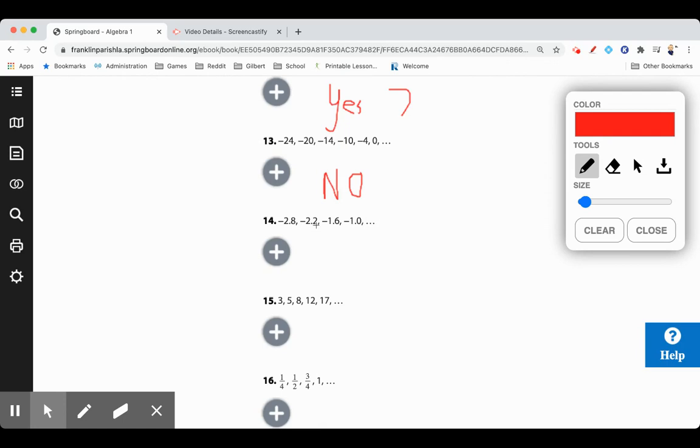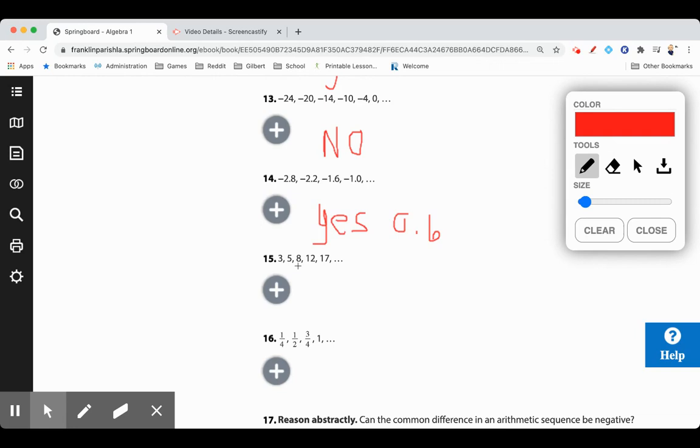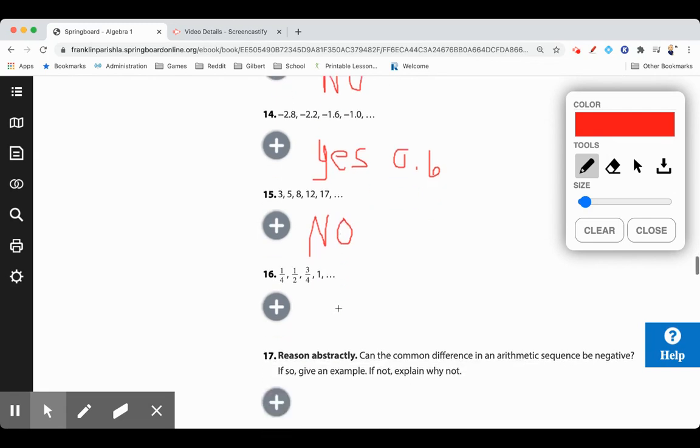2.8 to 2.2, that's 0.6. 2.2 to 1.6, 0.6. Yes, the common difference is 0.6. 2 to 5 to 8 is 3. 8 to 12, it's 4. No, it's not a common difference. And then 1/4 to 1/2 to 3/4. You're adding 1/4 every time, so that is actually a common difference. Don't let the 1/2 fool you. That's really 2/4. 1/4, 2/4, 3/4, 1. It's adding 1/4.